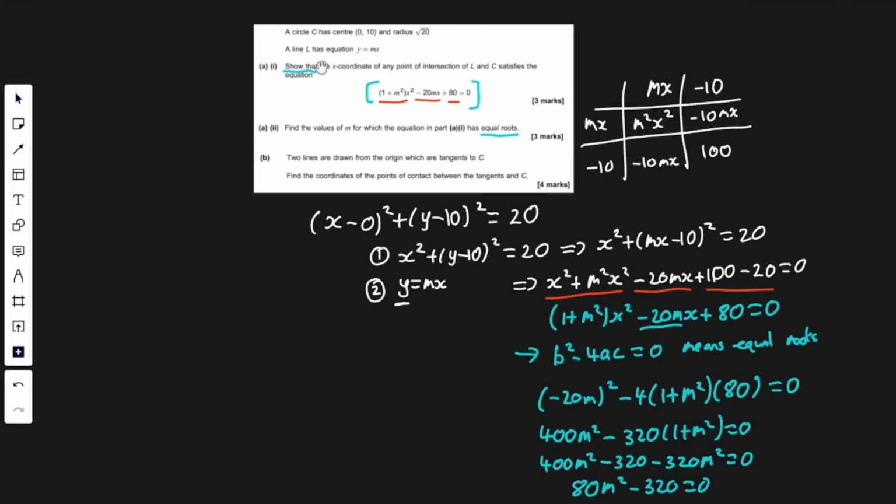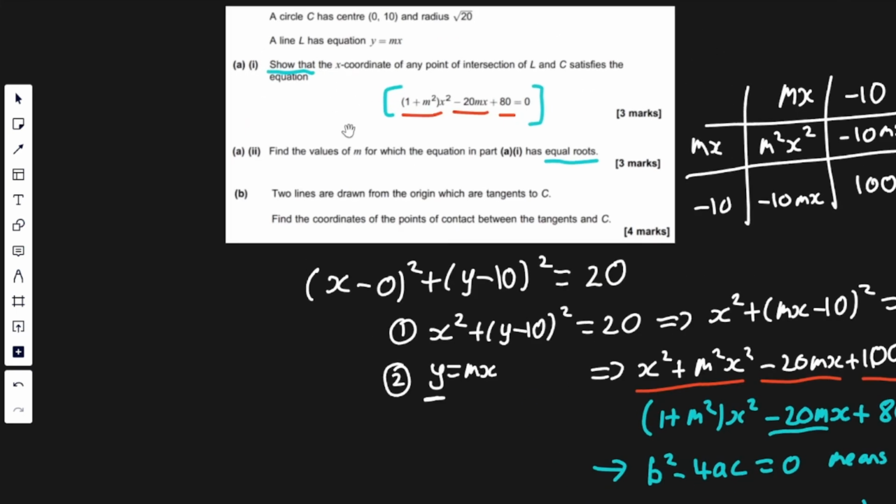Alright, let's have a look at the final part. Now, keep in mind, questions usually build up to a later part. So if you have a part A, I, and a part A, II, and then it goes into a part B or a part C, bear in mind there may be a link between those parts and the final part. There's not always going to be a link, but sometimes there will, and it's going to help you be more efficient. So, part B, two lines are drawn from the origin.